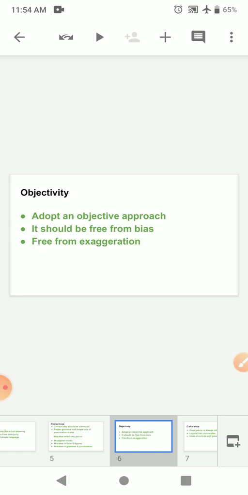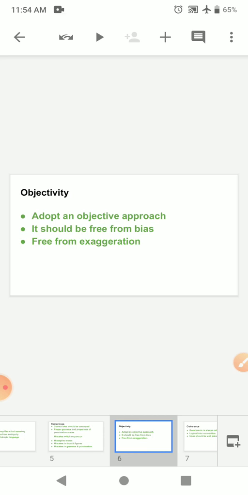Now, coming to the other quality of a good Precis, that's objectivity. One should adopt an objective approach while writing a Precis. It should be free from bias and free from exaggeration. So, what do we mean by objectivity? Basically, objectivity means the ability to present or view facts uncolored by feelings, opinions, and personal bias.